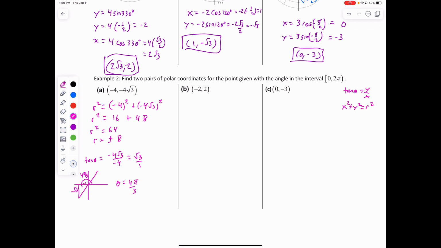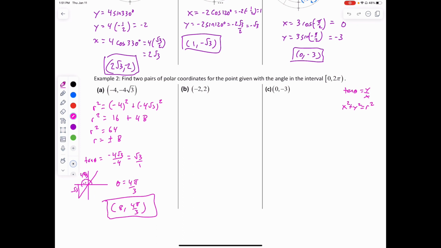So there's a few different ways to represent this. The simplest is going to be a radius of 8 and an angle of 4 pi over 3. That is certainly an answer to this problem. We rotate by 4 pi over 3, we go out a radius of 8.